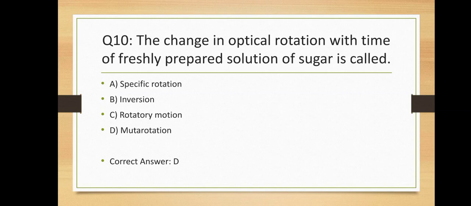Look, mutarotation is the change in the optical rotation because of the change in the equilibrium between two anomers when the corresponding stereo centers interconvert. Cyclic sugars show mutarotation as alpha and beta anomeric forms interconvert. That's why a freshly prepared solution after some time gives a different optical rotation reading. So this phenomenon is called mutarotation.